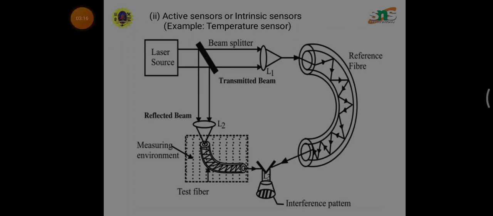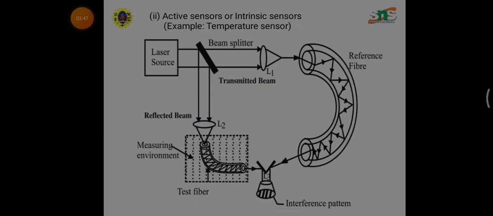Now we discuss the pressure sensor, the phase and polarization sensor, that means intrinsic. See the block diagram. It is based on the principle of interference between the beams emerging from the reference fiber and the fiber kept in the measuring environment. It consists of a laser source to emit light, and a beam splitter made of a glass plate inclined at an angle of 45 degrees.